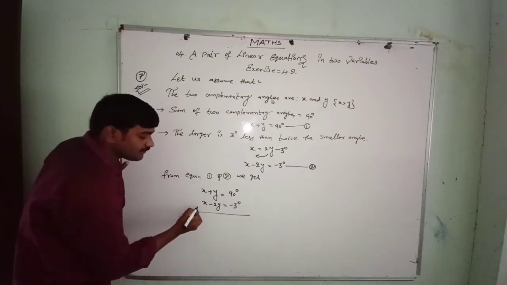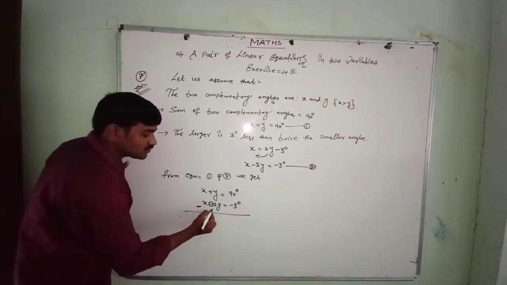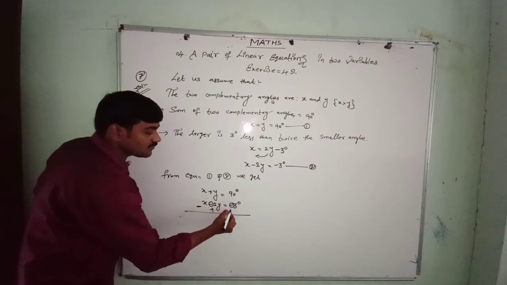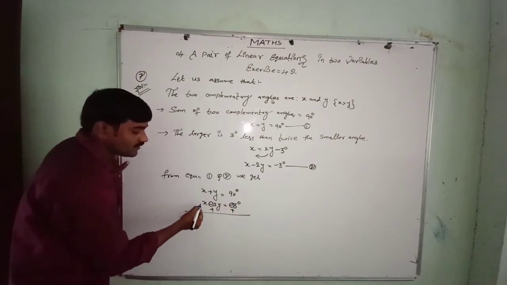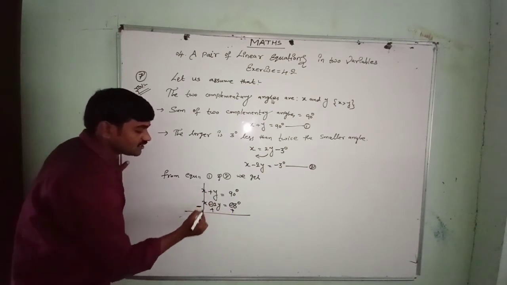Let us multiply the second equation by minus. So it is a plus, so it becomes minus. It is minus, so it becomes plus. Why? Plus into minus is minus. Minus into minus is plus. Now we can cancel both.